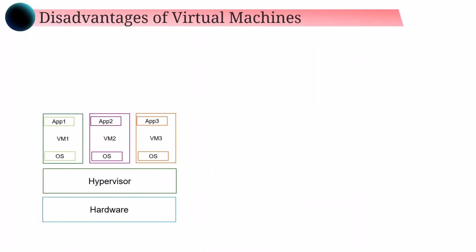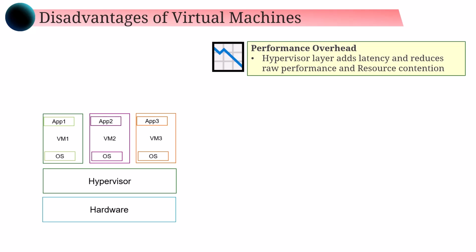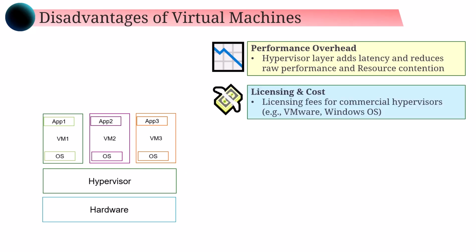Now let's see what the disadvantages of a virtual machine are. One is performance overhead. The hypervisor layer adds latency when you compare it with a bare metal server. Licensing and cost. The licensing fees for commercial hypervisors are an overhead. Also, when you have multiple operating systems like Linux or Windows, you also incur the licensing cost of those operating systems.